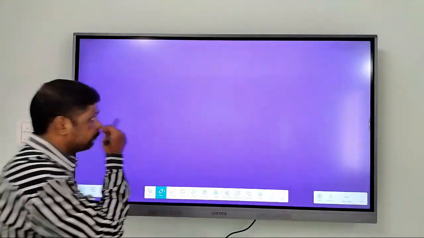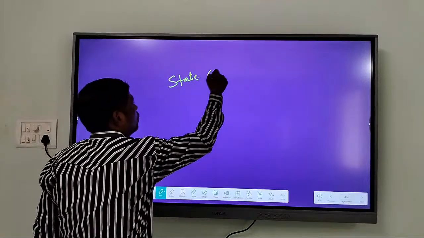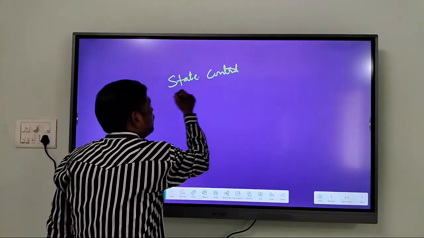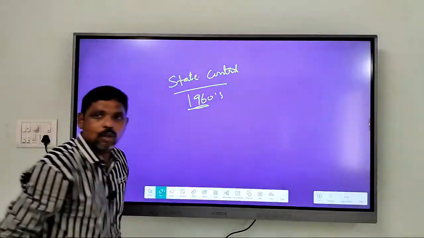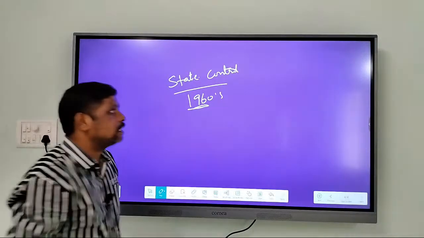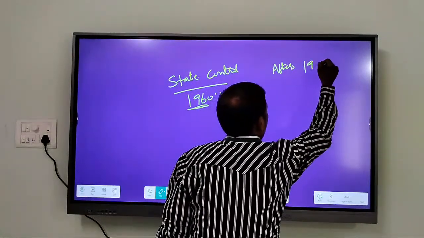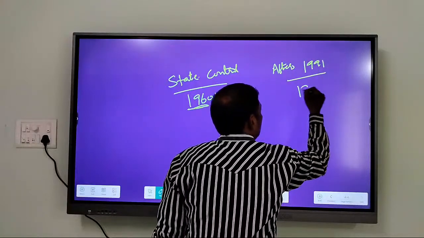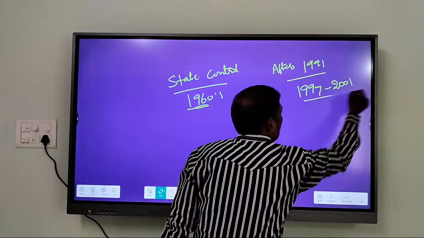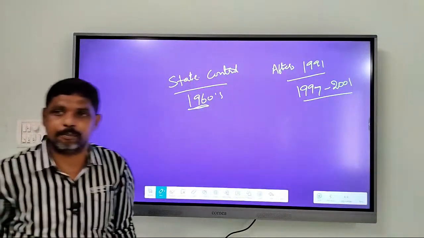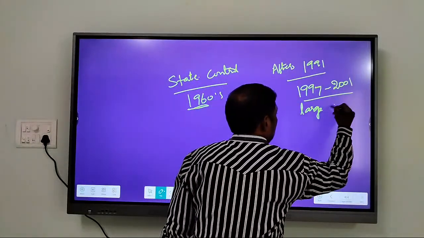So now, right, in the 1950s and 1960s, we started with the philosophy of state control. Today, do we have state control? After 1991, particularly from 1997 to 2001, large scale disinvestment took place in India. Alright, there was large scale disinvestment.